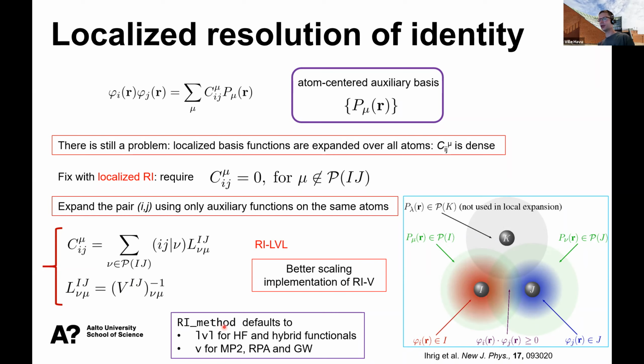And when you implement, you can choose any of these methods, and you'd probably better consult the latest developments from the authors. But the current status is that the RI method, the keyword you use to select the method, is RI-LVL, which defaults to LVL for Hartree-Fock and hybrid functionals, the ones that we started with. And if you go really beyond, then you use RI-V, but this is for MP2, RPA, and GW, for instance.